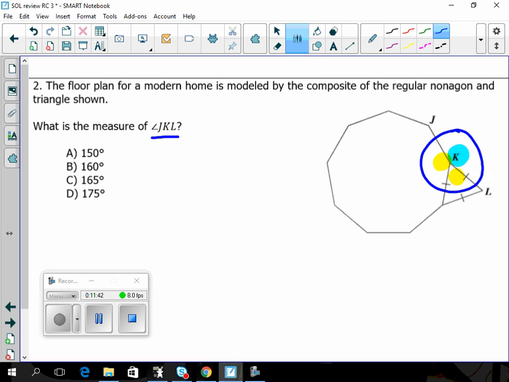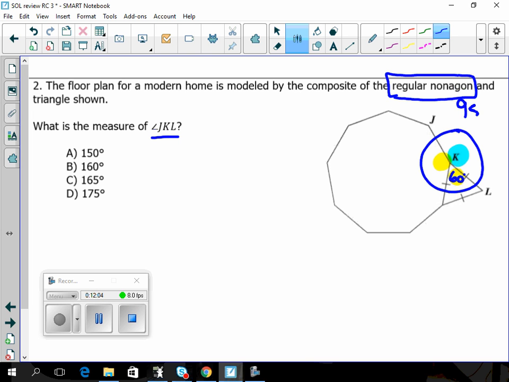Well, we're looking at an equilateral triangle. And I know that 180 divided by 3 is 60. So all of those angles inside the triangle should be 60. So I've got one of them. Now I need to find the other angle. It's inside a regular nonagon.